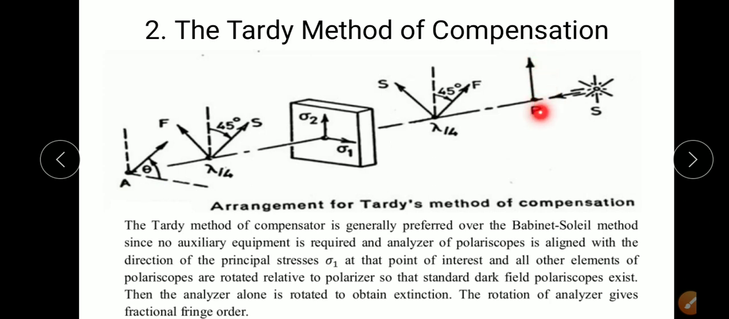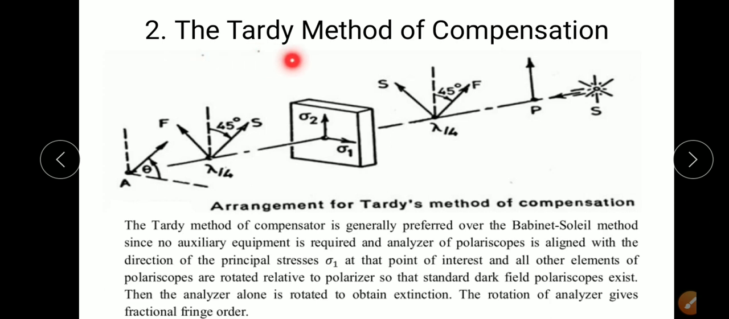Means if the polarizer is perpendicular, the analyzer is horizontal. But what happens here is the analyzer is set to some angle. This angle is going to be set to the particular angle of the principal stress. So the angle which is considered is set to the principal direction of stress, and then you can find the particular amount of compensation.